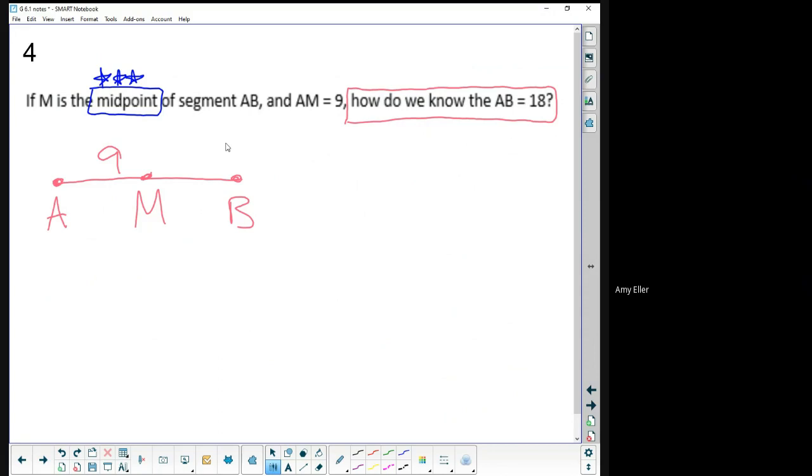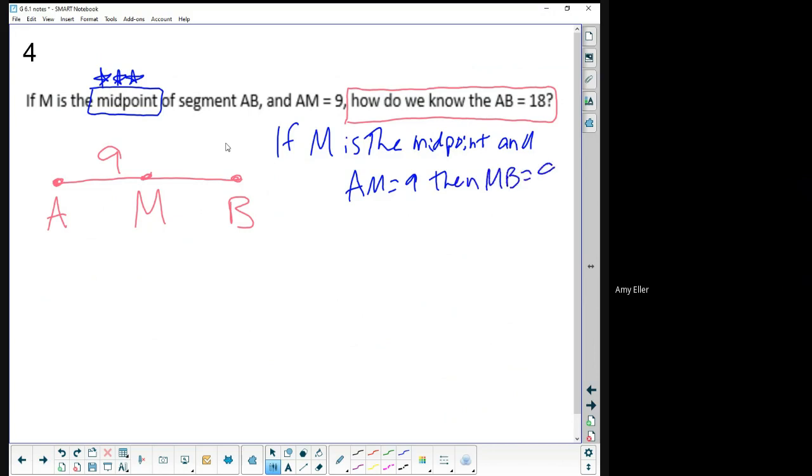Adrian, if you want some more time before I go over it. Does your paper say midpoint? Okay, so you might say because of midpoint, or midpoint tells me this, midpoint means this, however you want to phrase it. I'm going to say if M is the midpoint and AM equals 9, then MB equals 9. Let me read that again. If M is the midpoint and AM is 9, then MB is 9.